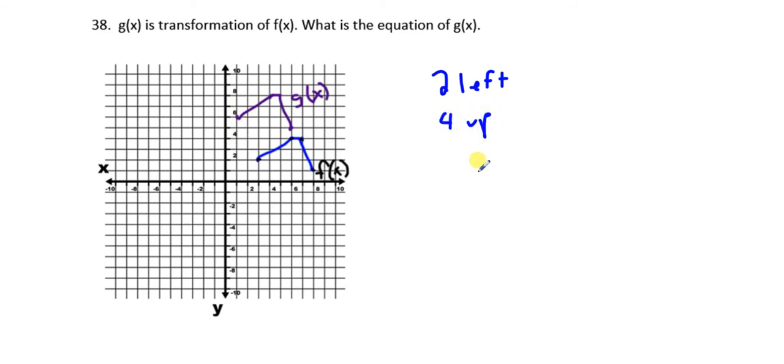So here's how you write that. g of x, our new graph, is equal to f of x, but it's not f of x because we're going 2 to the left. So it's f of x minus, so plus, we'll move it to the left, plus 2. That's going to take our graph and move it left 2. And then we're going to go up 4, so then we add 4 afterwards.